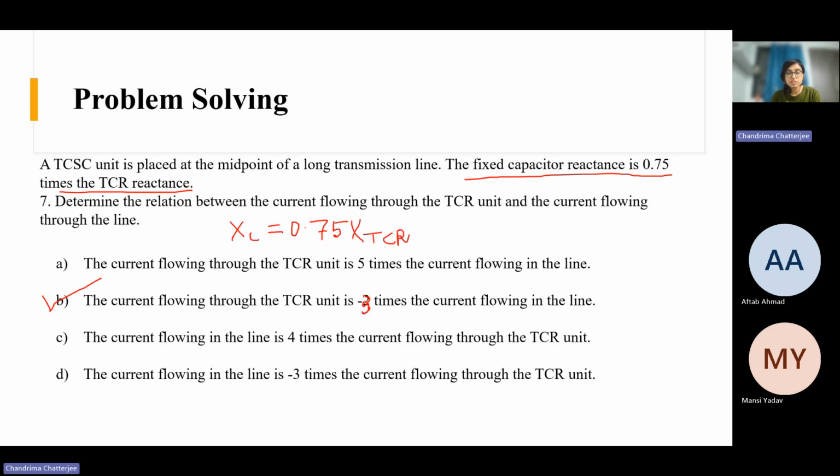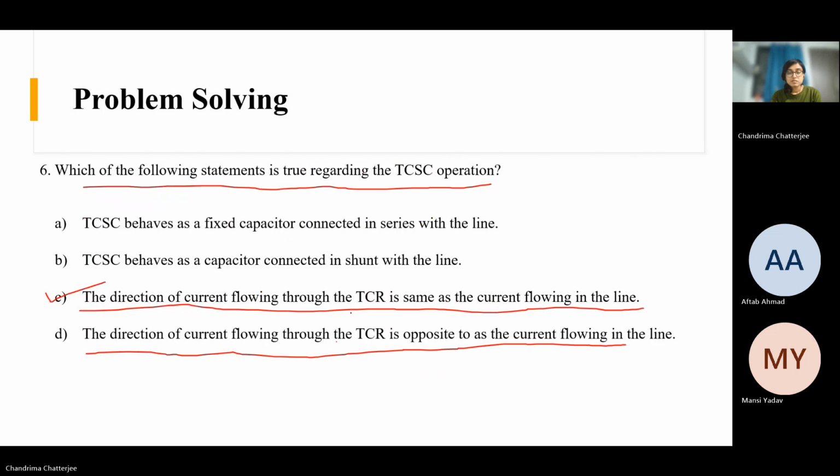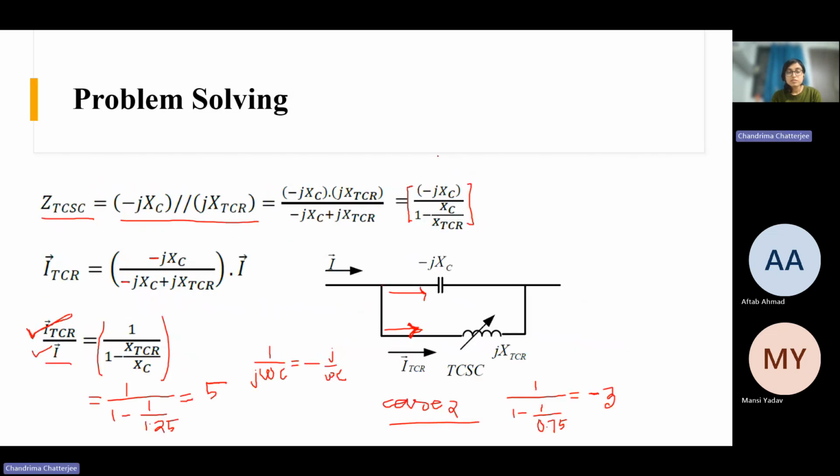And then in the next question, we found out in the capacitive mode of operation that the TCR current was 3 times the line current. So if you take the same net impedance for capacitive mode and inductive mode, you will see that in inductive mode of operation, the current is higher. Okay, this current is higher.